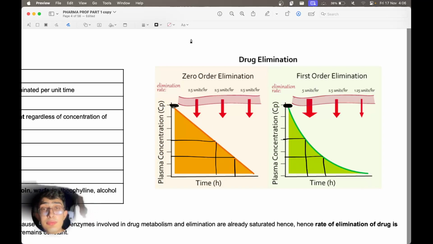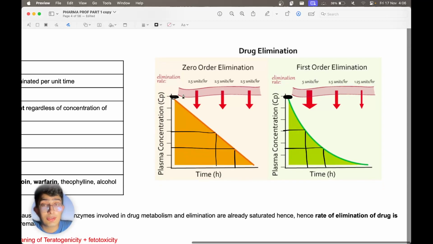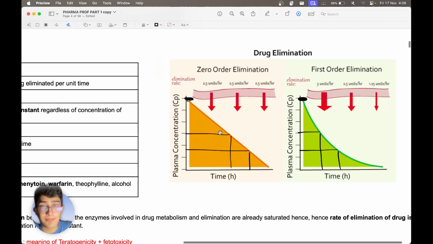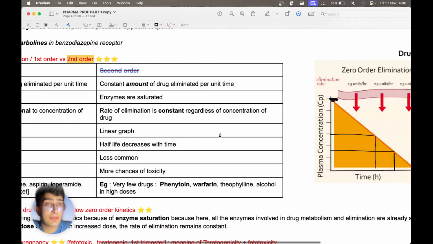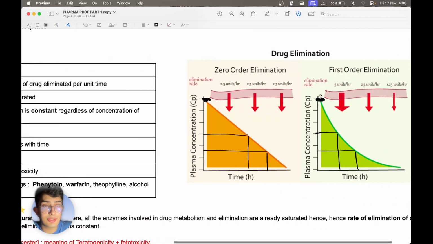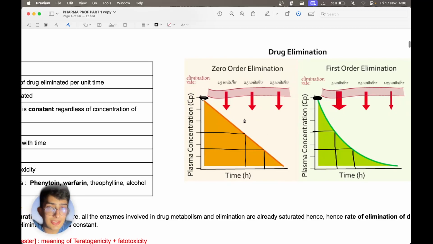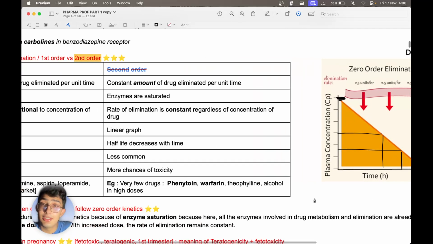But in zero order kinetics, the graph will be something like, just a second, let me fix my camera. All right. So in zero order kinetics, the graph will be straight. It will be a linear graph, right? I'll explain why. In first order, the graph is exponential. In zero order, it is linear, it is straight, and this one is curved, right? I'll explain why this is curved and why this is straight in a minute.